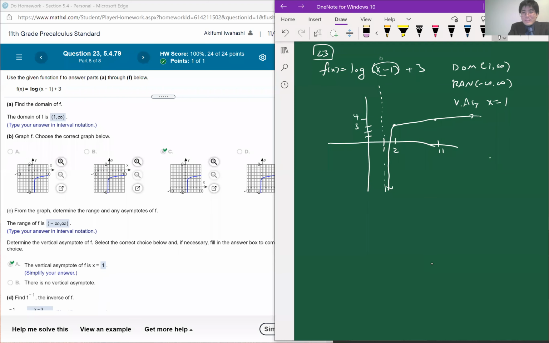Now let's find its inverse. To find the inverse, you flip x and y, so it's going to be x is equal to log of y minus 1, plus 3. Solve for y. Move 3 to the other side of the equation. Put both sides of the equation on top of 10 to eliminate the log. And add 1 to both sides of the equation. So that's going to be the inverse function.